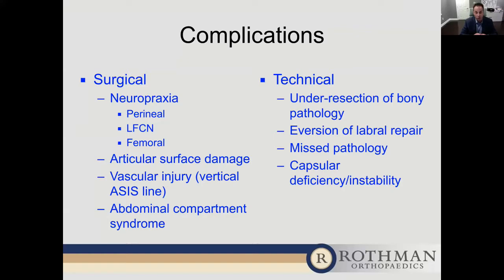The first thing I do is draw a longitudinal line down the hip. It's kind of a line of no return. I don't cross that line because all the bad structures, the nerves and blood vessels, are on the other side of that line. There can be technical complications such as under-resection of the bony pathology. We don't get the labrum back exactly where we want it, or something gets missed, and then we have to get that capsule repaired back because sometimes people will have ligament issues where the capsule doesn't heal back, and that can cause a feeling of instability of the hip joint.